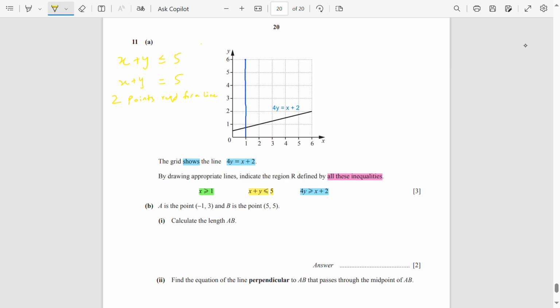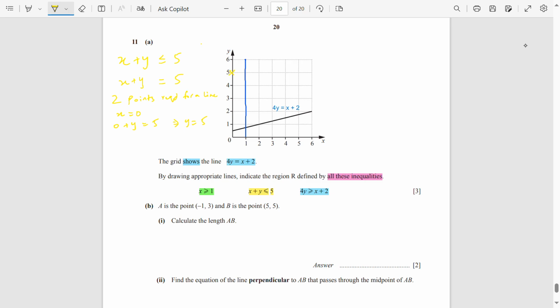So first point I will get by setting x equals to 0. So I will have this, which will be y equals to 5. X equals to 0 is right here and y equals to 5. So it means that is this particular point on the y-axis.